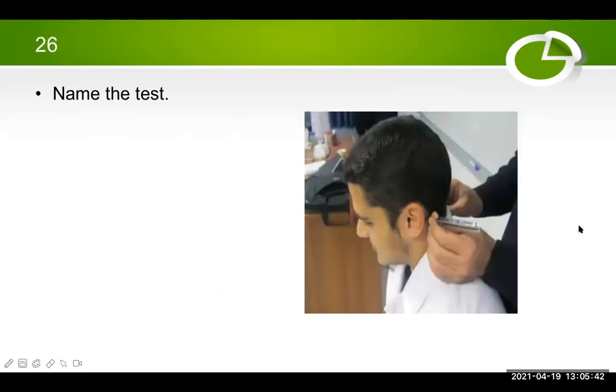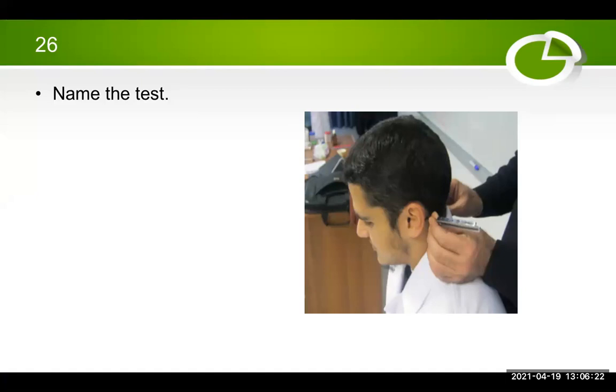Now, name the test which is shown in the picture. Tuning fork test. But which one of the tuning fork tests is this? Rinne test. Yes, this is called Rinne test. Very good. There are different types of tuning fork tests we can do, like Rinne test, Weber test, absolute bone conduction test, and all those things. But this is Rinne test.